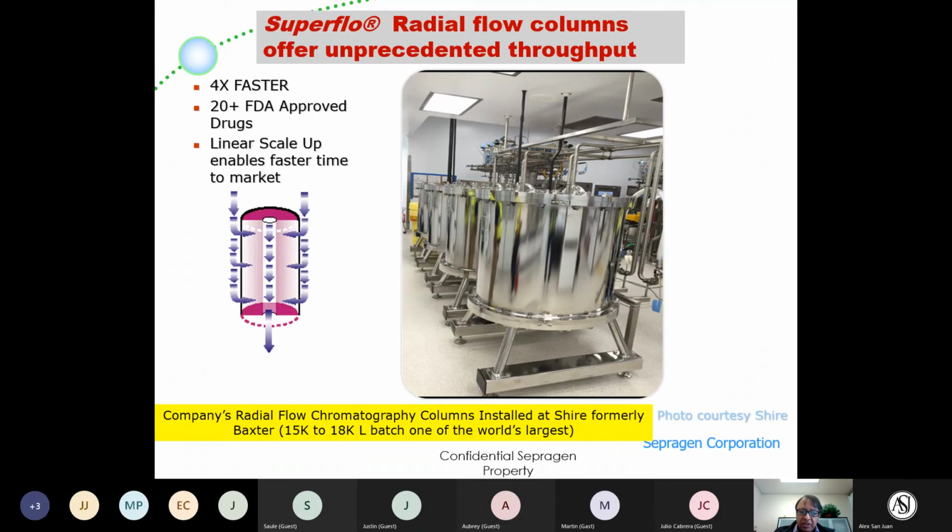So this is the installation we showed you, which has been upscaled. These processes were developed over 10 years. They started off pretty much as small columns, 10 ml, 20 ml, 50 ml columns, and then these processes were scaled up. So at this particular company, they now have 3 commercially approved biological drugs using our radial flow columns. These are multi-billion-dollar drugs.